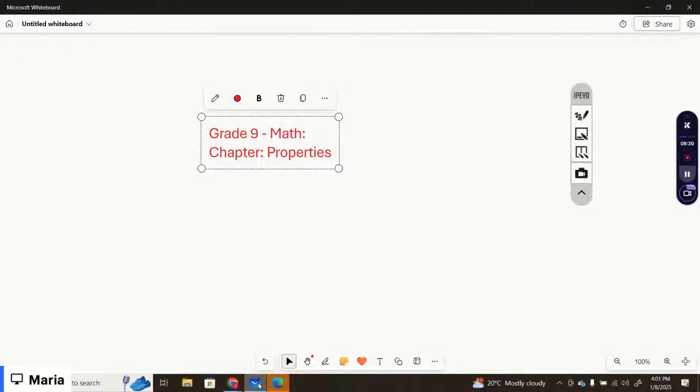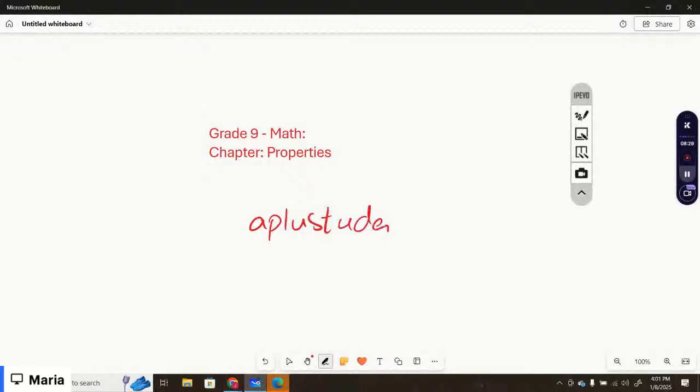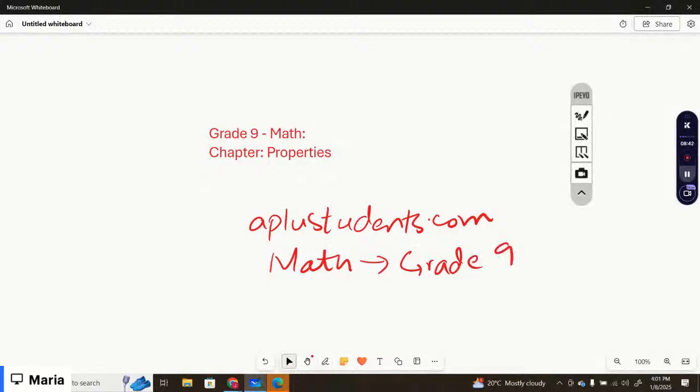You can find all the lessons on aplusstudents.com. You have to log in there using your email address, and the password is provided by the administrator. Then you have to select math from the subject tab. Scroll down to grade 9 math and then click on view all lessons. There you can find a list of the chapters. We're going to start with the chapter properties.